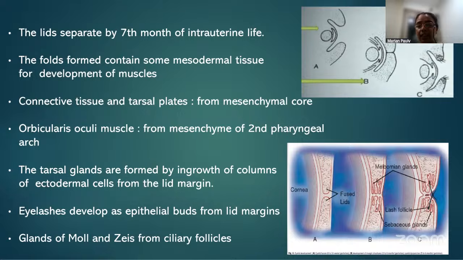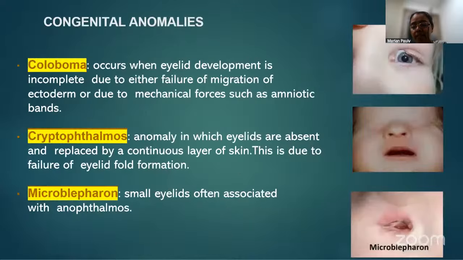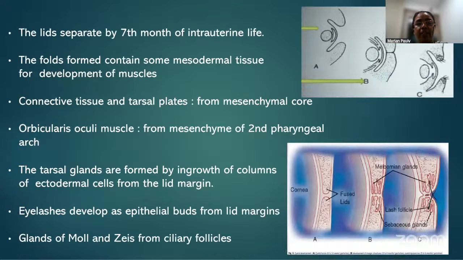So the tarsal glands are formed by the ingrowth of columns of ectodermal cells from the lid margin. Then eyelashes develop as epithelial buds from lid margins. Glands of Moll and Zeis are from ciliary follicles. So this is in short about the embryology. So there are ectodermal elements and mesodermal elements in the eyelid.